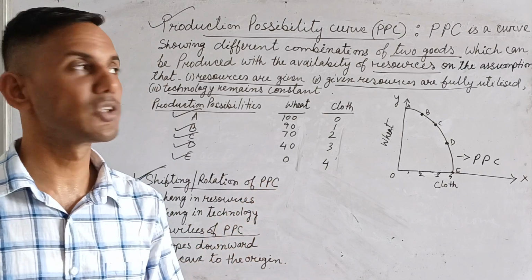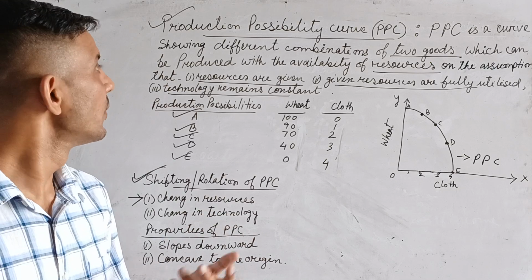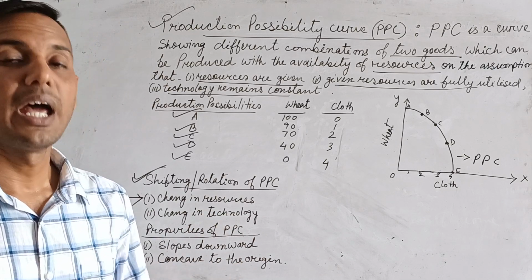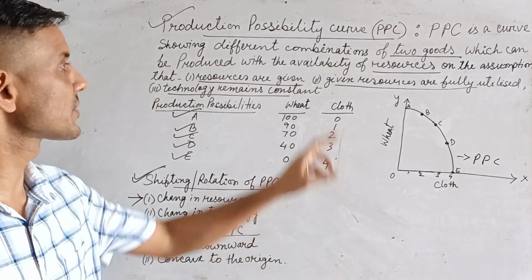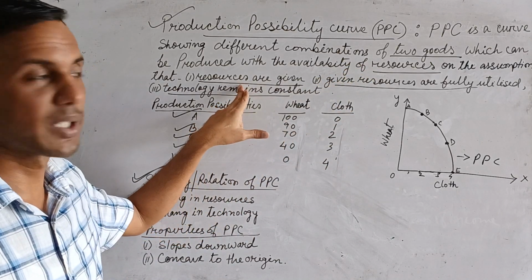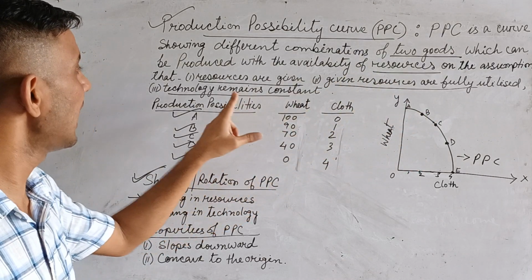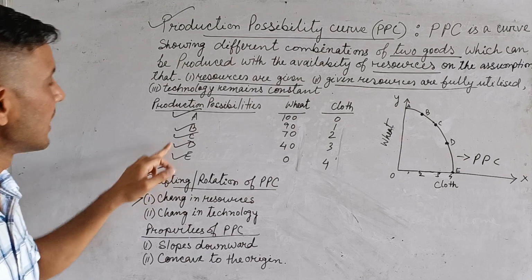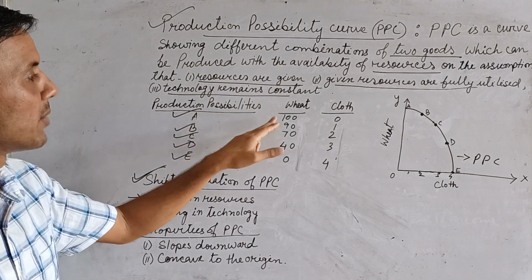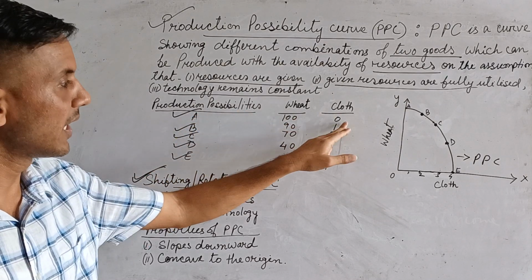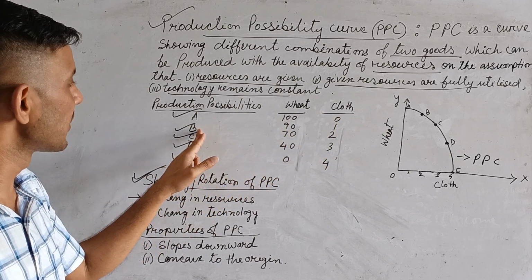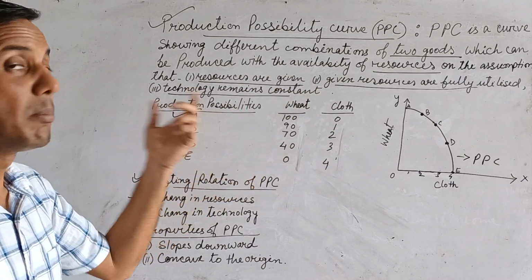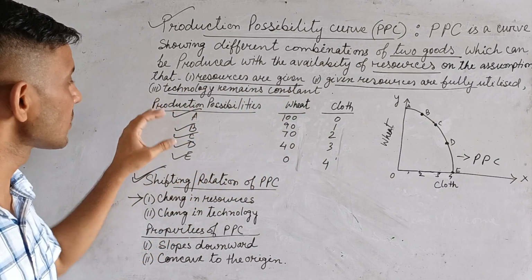This is the combination of two goods which can be produced with the availability of resources and on the basis of three assumptions. Number one, resources are given, fully utilized, and technology remains constant. Then there are four possibilities. If you want to produce A, then you can produce 100, then here 0. If you want to produce B, then 90 here, then here cloths 1. So like this. But at the same time, you cannot have everything, so you have to choose one.